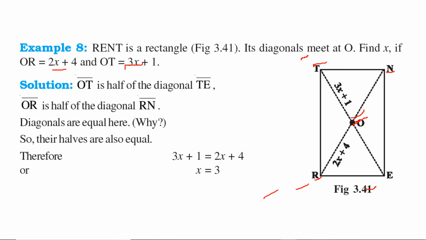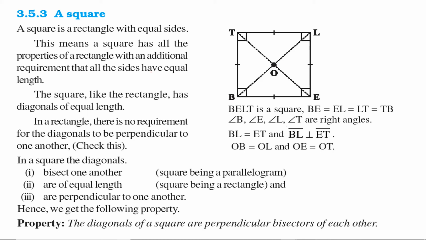So OT is half of ET. Similarly, OR is half of RN, and we know that these two diagonals are equal. So we can say either half of this equals half of that, or twice of these are equal. Eventually you get 3x plus 1 equal to 2x plus 4. You solve it for x, you get x equal to 3, and you can find out the value.